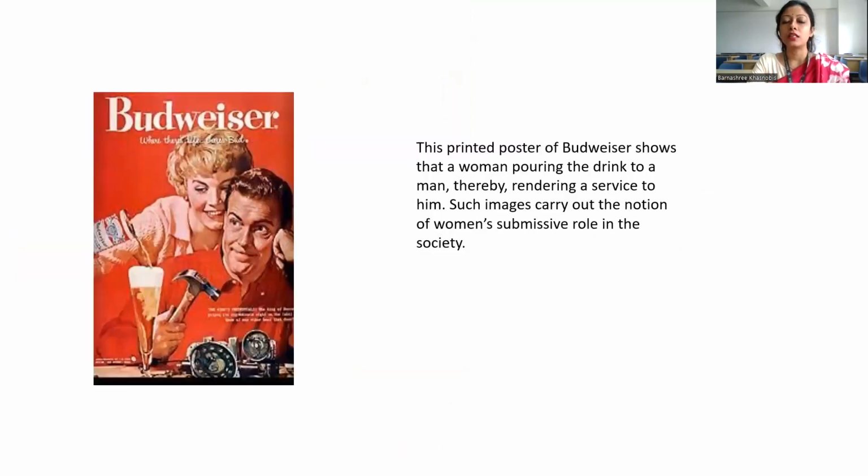Here you see Budweiser, which is not a magazine, but a poster. You can clearly see that the woman is serving the man a drink. So here the woman becomes the subordinate. The woman is serving the man. The man is holding a chisel. The man is about to create something. The man is the creator. The woman is the giver, the caregiver. So she is undertaking a more subordinate status, a subordinate role. She is behind the man, not in front of the man.